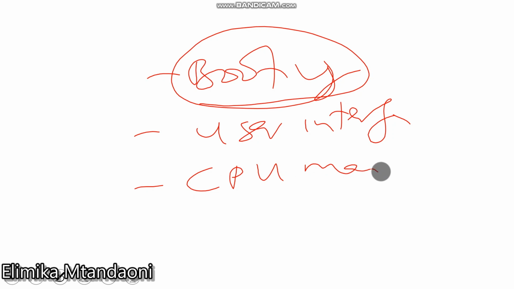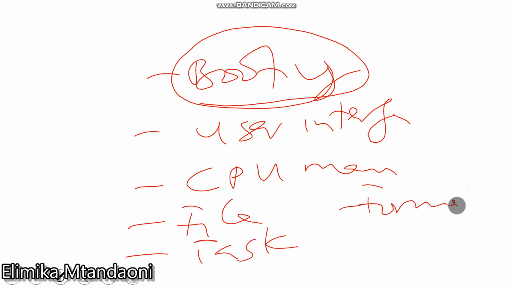Booting is the first basic function of an operating system. We'll also consider user interface as another function of operating system, CPU management, file management, task management, formatting, and lastly, we'll talk about security management.